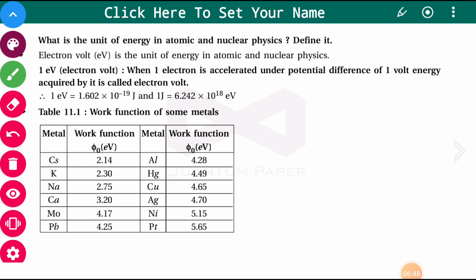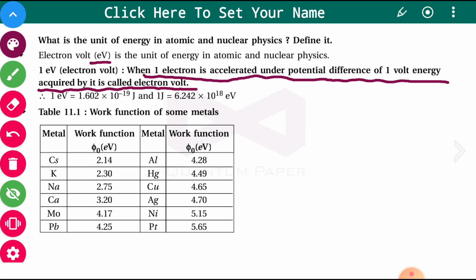Now, what is the unit of energy in atomic and nuclear physics and what do we call it? In atomic and nuclear physics, energy is measured in terms of electron volt. Okay, so electron volt is the unit, and 1 electron volt is the energy acquired when 1 electron is accelerated under a potential difference of 1 volt.